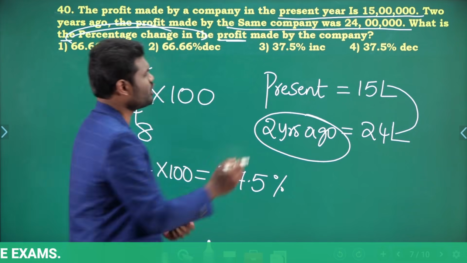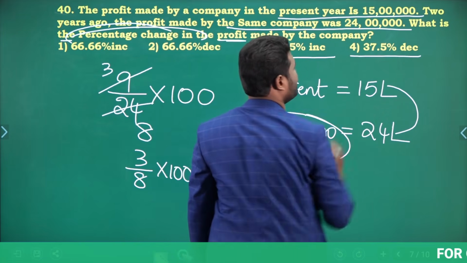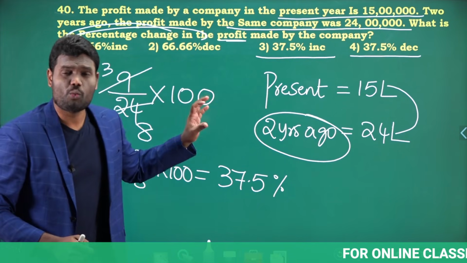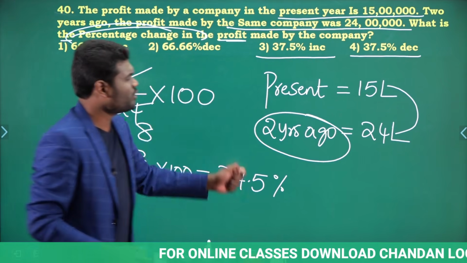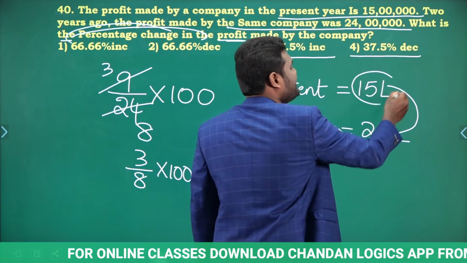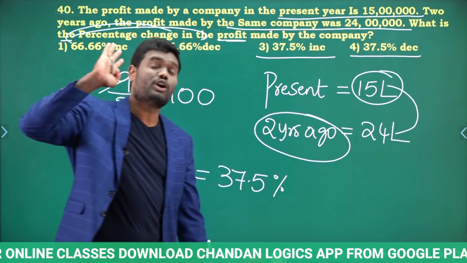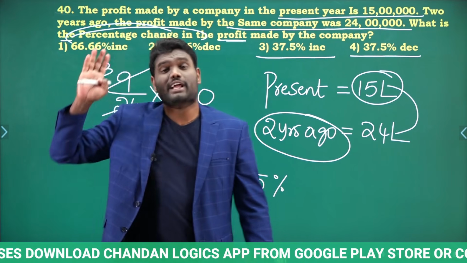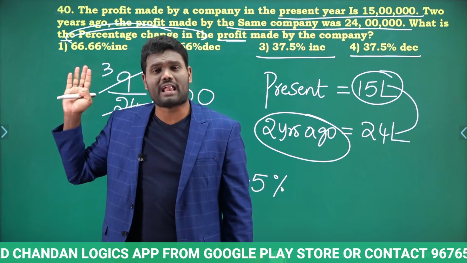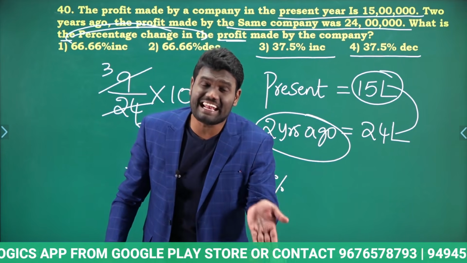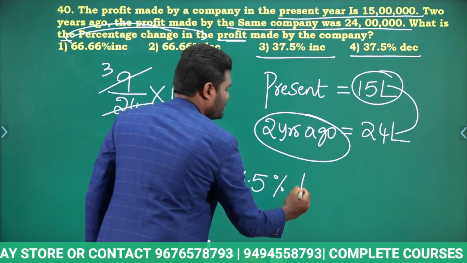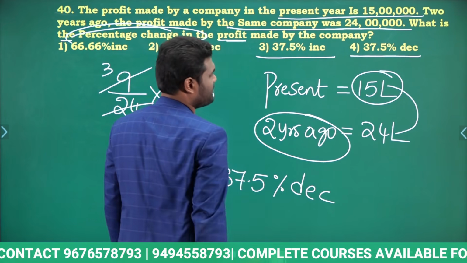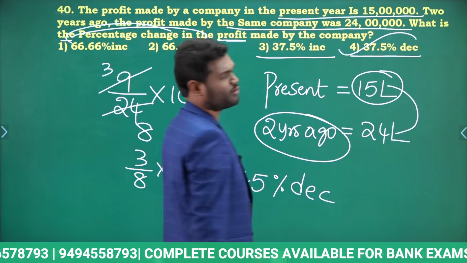Now you need to know whether it is increment or decrement. Why? Because you have both the options. You have increment and you have decrement. Now if you look here, whether it is increment or decrement, you can just observe here and say, present I am getting 15 lakhs. 2 years ago I got 24 lakhs, which means 2 years ago I was getting 24 lakhs, now I am getting only 15 lakhs, which means decreased. As it is decreased, I am going to say it as 37.5% decrement, which is like fourth option.